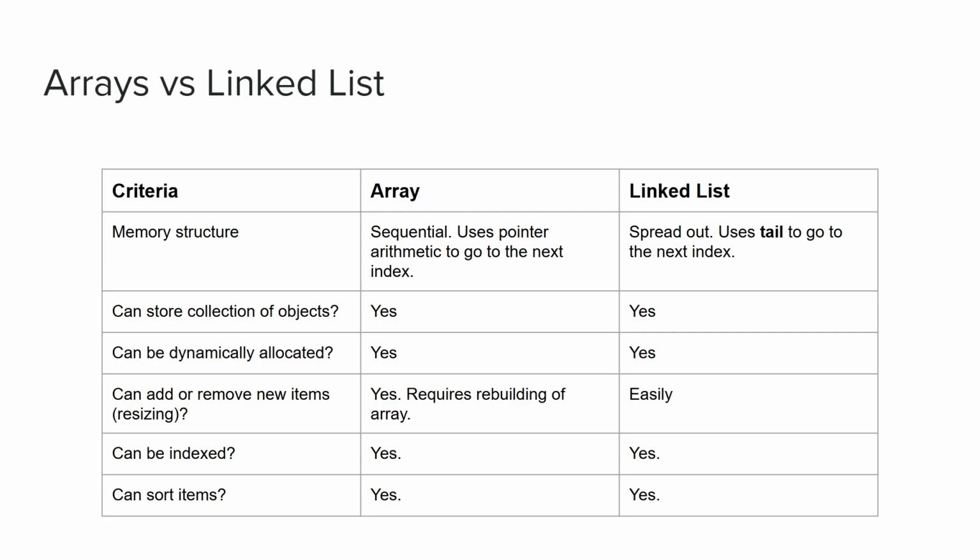Remember, you can create a pointer, an array of a pointer for an array. The one I showed you a while ago, new int, then open close bracket, right? You can dynamically allocate that. Same thing with a linked list, you can do that as well. Well, actually, it's mostly a dynamic linked list. Can add or remove new items?